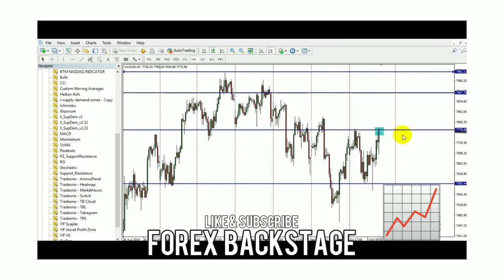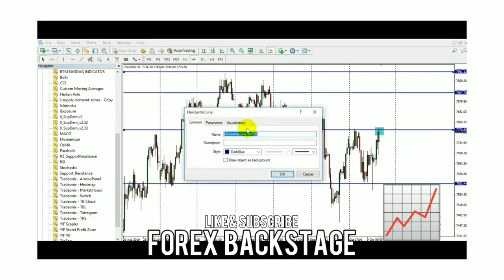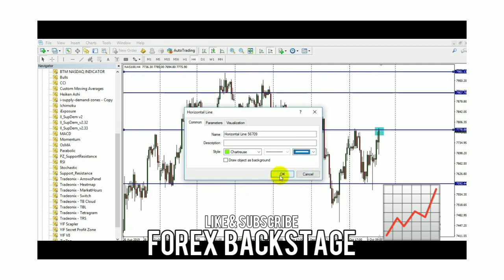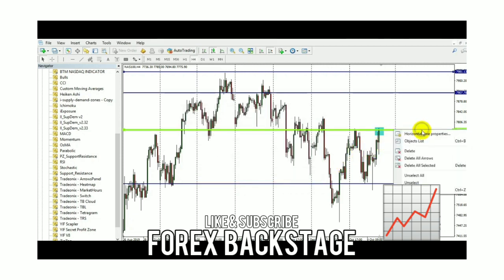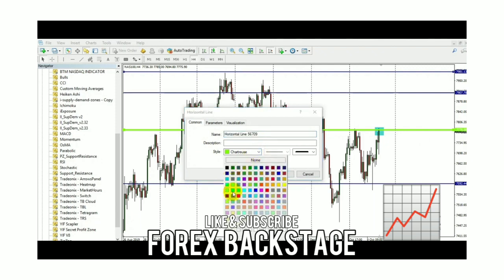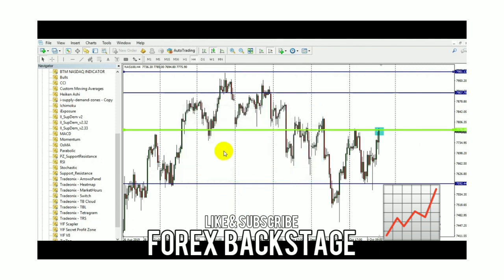What we're going to do now, as you can see, this line here at this moment is the most important line. Let me change its color. As you can see, this is the most important line.